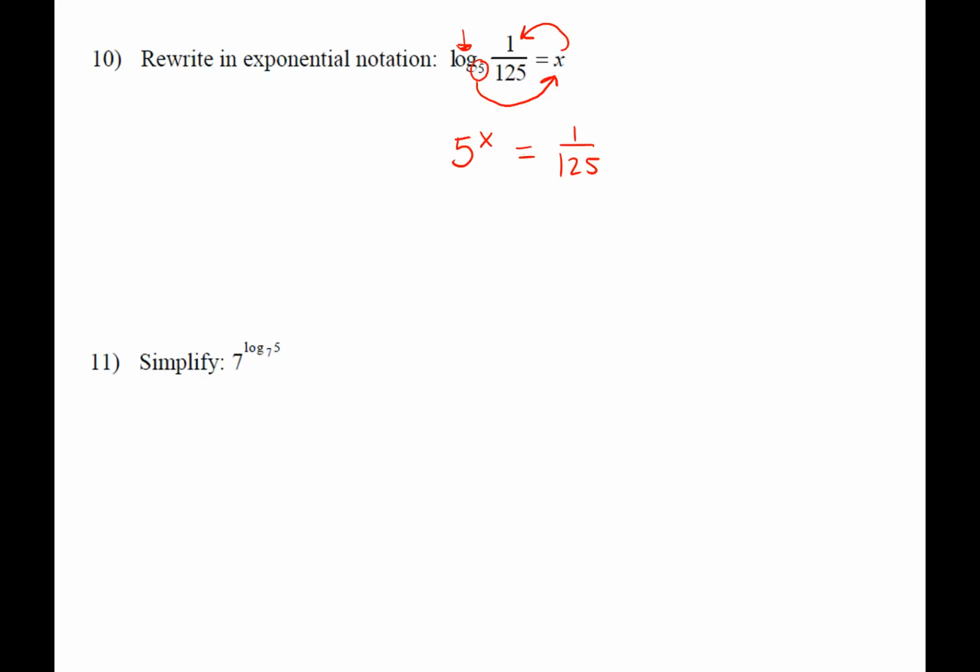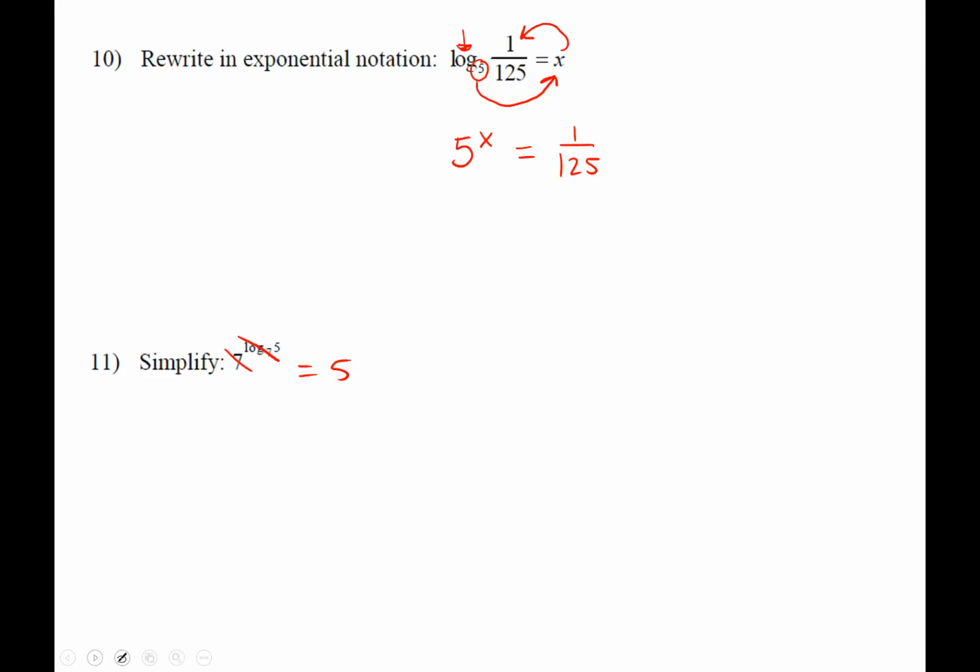That's the answer. Then the next one, to simplify logs, we learned a property for logs that if the base of an exponent and the base of a log match, then we can cancel them. So this cancels and this cancels. The answer is 5.